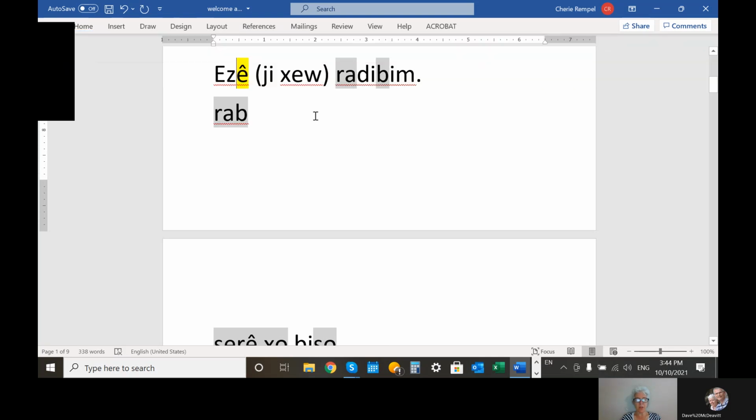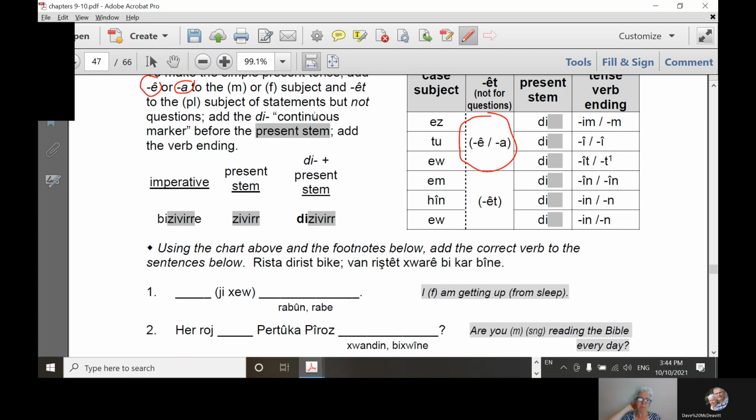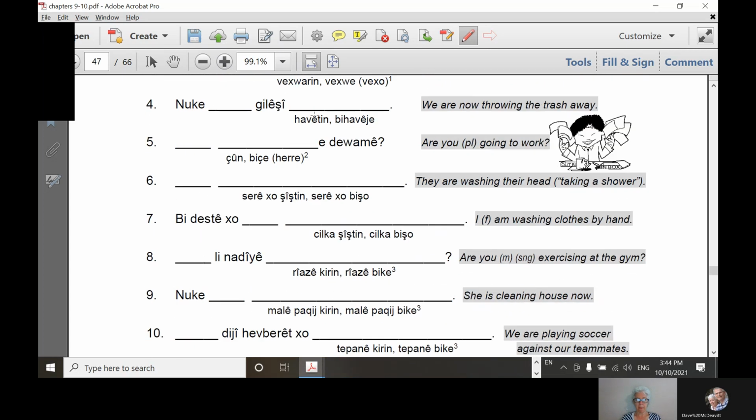So the only difference between present continuous, I am getting up from sleep, and simple present, I get up from sleep, is the marker at the end of your subject. Everything else is the same. Okay, that was simple.